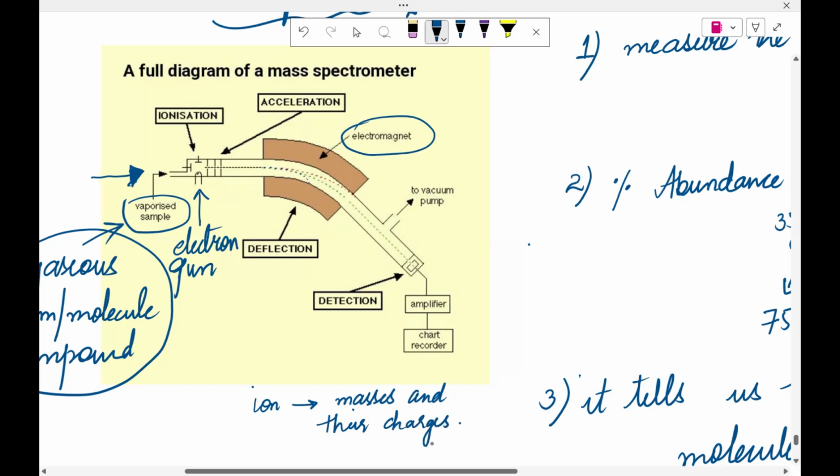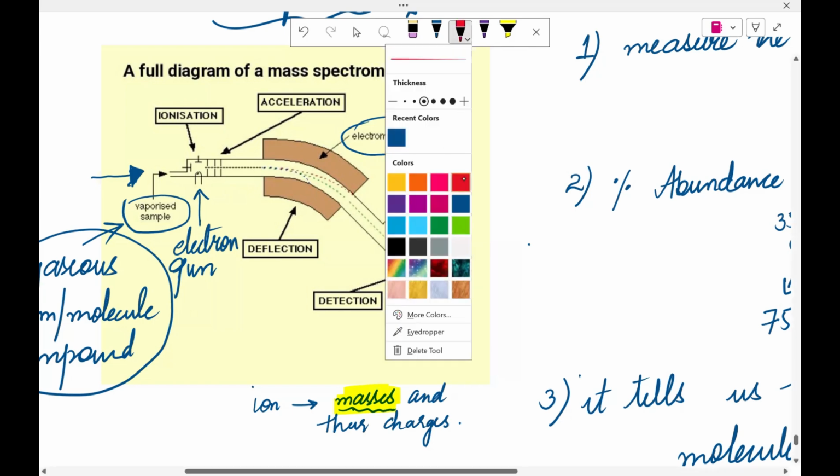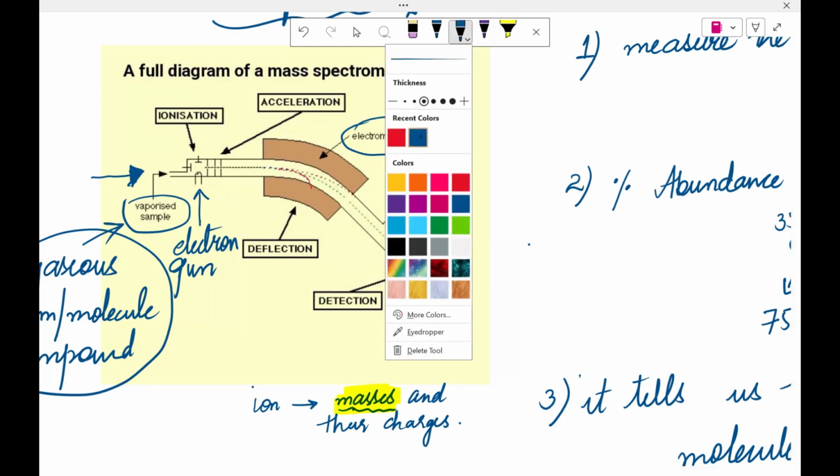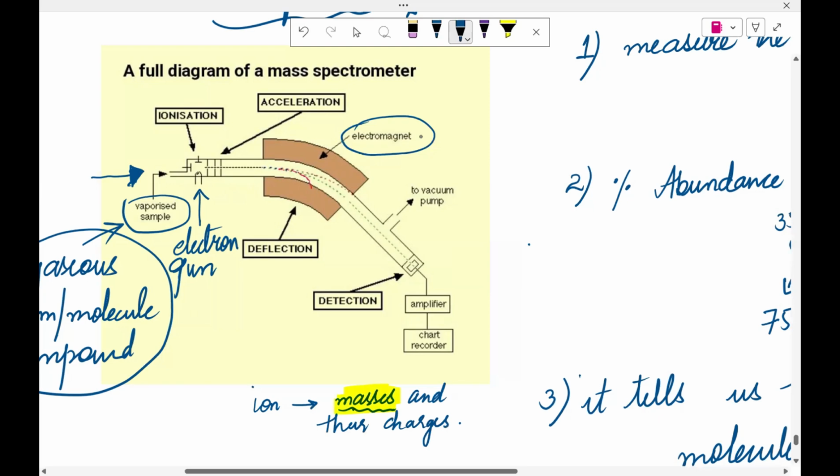We are not going to discuss their charges now. We will only be discussing their masses. So what is going to happen around there? Because of this electromagnet, you can see this is our first line. I'm going to mark it with red color. That has been deflected at this place. And you can see the one which has been deflected at this place, at the top.